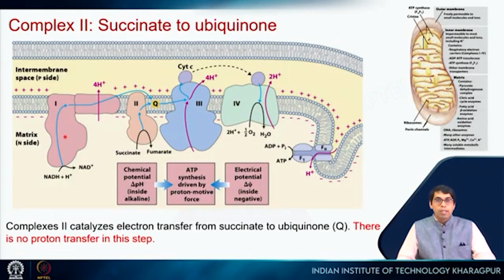Okay. So we are done with complex 1. Now we are looking at complex 2. We have already seen this. So complex 2 catalyzes the electron transfer from succinate to ubiquinone, right? Just like this, here the electron transfers were from NADH to ubiquinone. Here it is from succinate to ubiquinone. In this case, there is no proton transfer. So this is the only complex which does not result in any proton transfer.